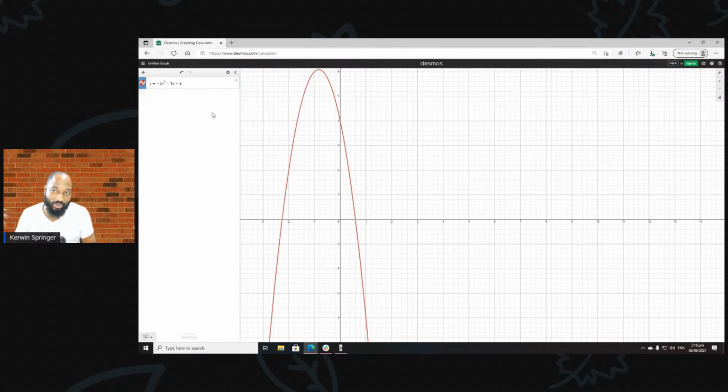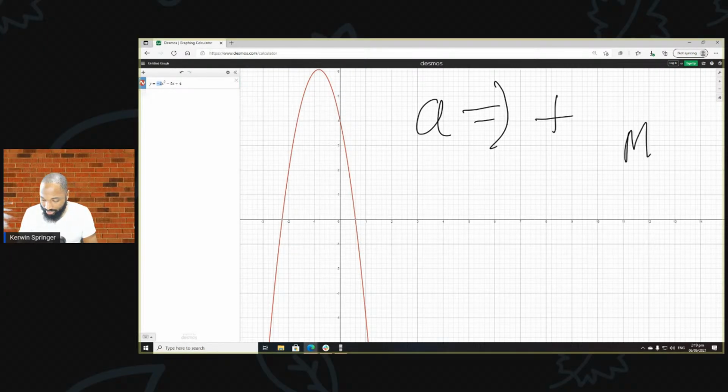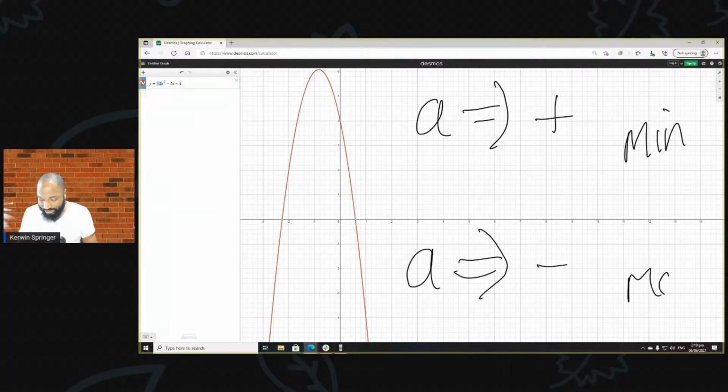Yeah. So if I put a negative integer there, all of a sudden the graph turns the other way. It has a maximum point now. And that is why we say if A is positive, you have a minimum point. But if A is negative, you have a maximum point.